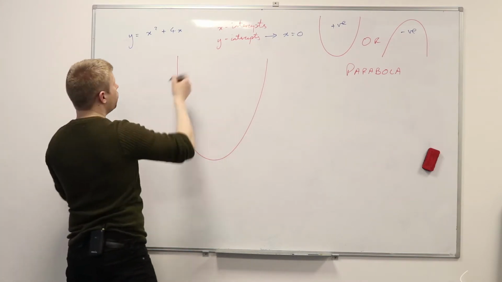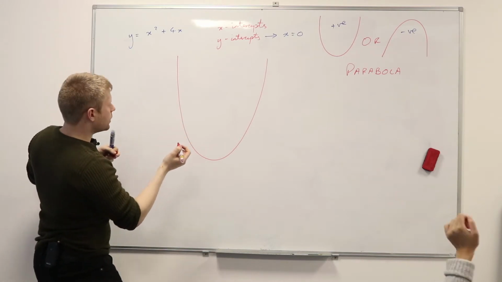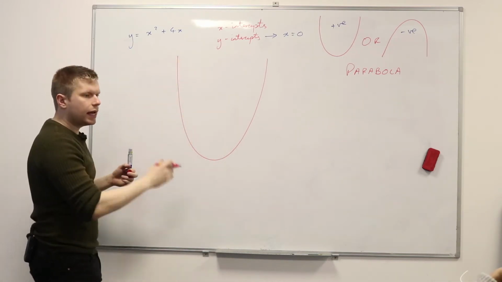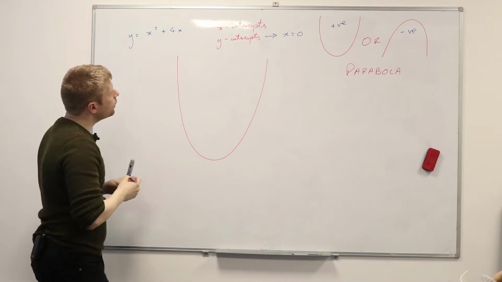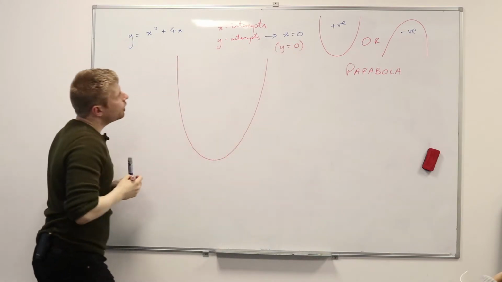So in other words, we know that the y-intercept is at 0. So when we put our y-axis in, it's going to cross the axis at 0, okay? Good. I'll write that in brackets in this case.